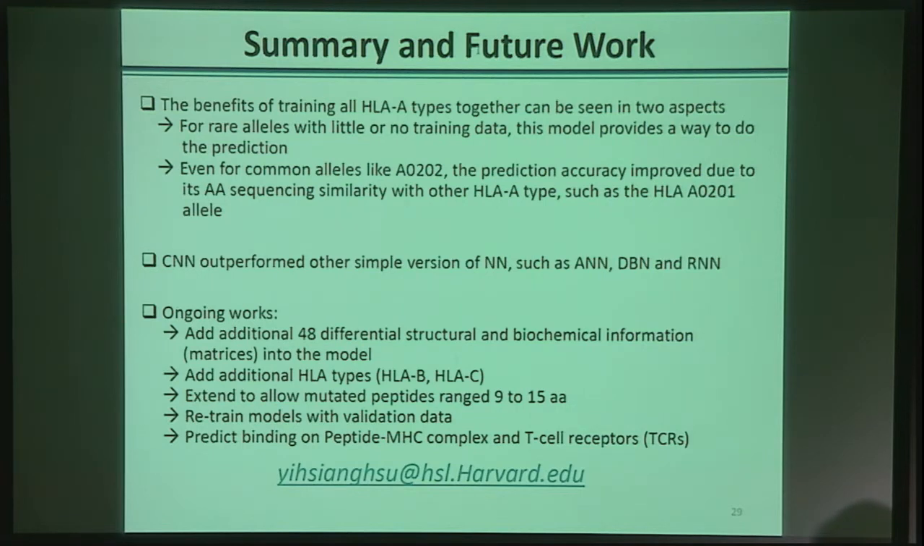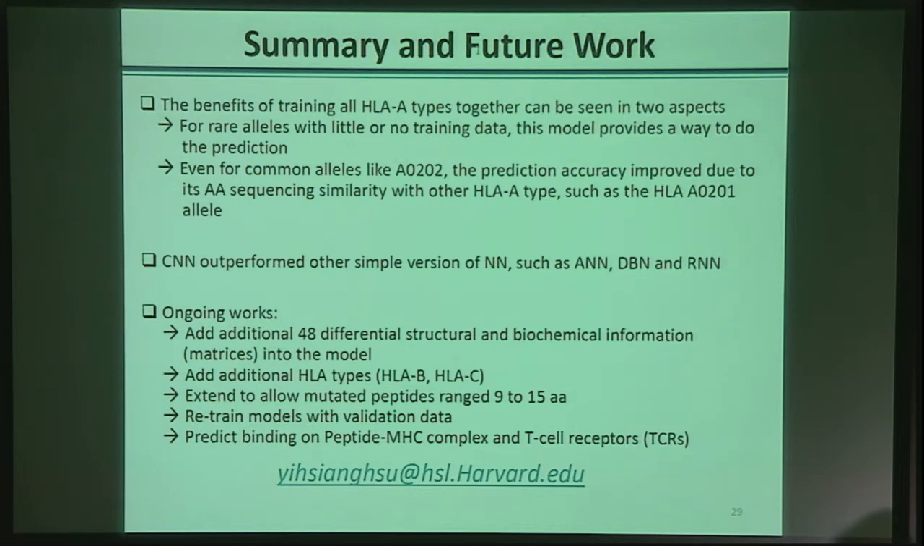as well as RNN. And there is a lot of ongoing work we are currently working on, including adding more information into the model, including 48 different structural and biochemical features for the peptide binding between the MHC and the mutated peptide, as well as the TCR and the complex of the mutated peptide and MHC. Hopefully, putting more structural and biochemical information there will help us to improve our predictions. In addition, we know there are multiple HLA types, not only HLA-A, there are also HLA-B and C. So we are working on putting all of the remaining HLA alleles into the model and training them together.